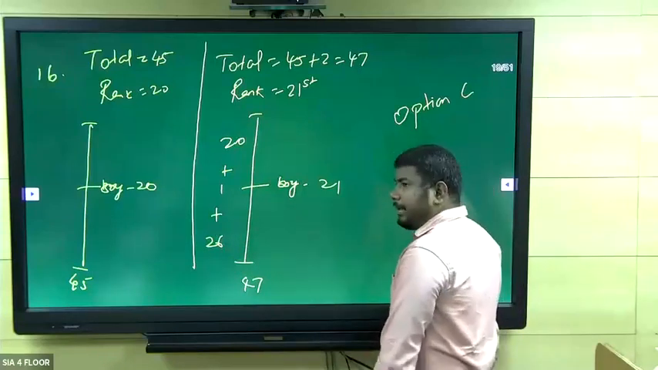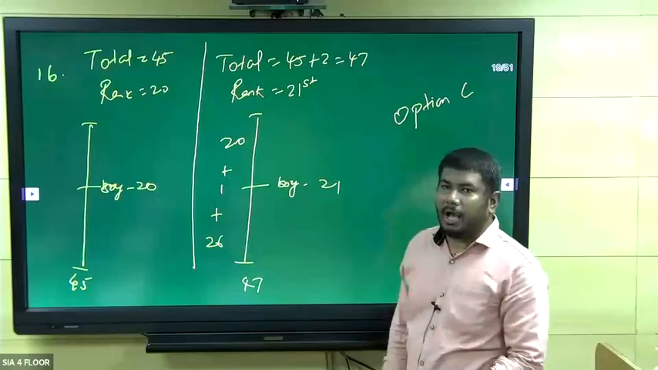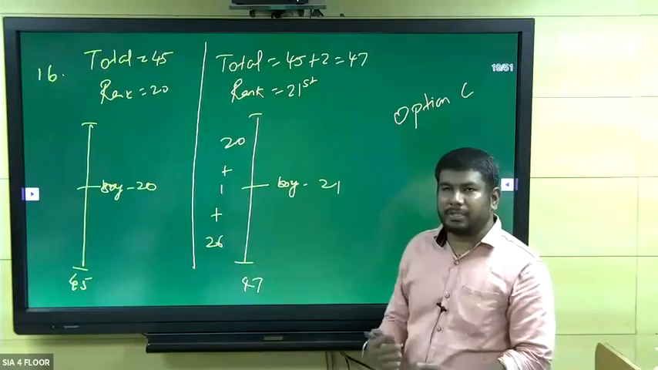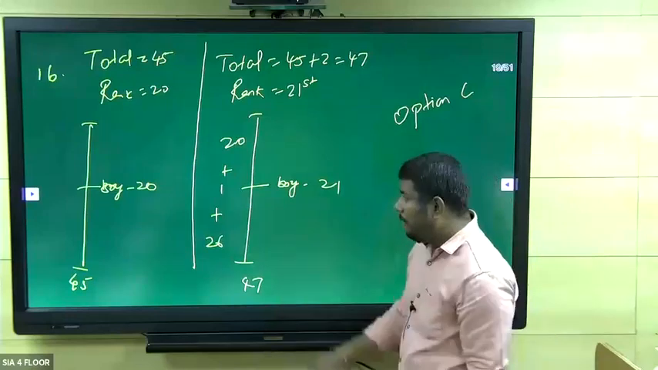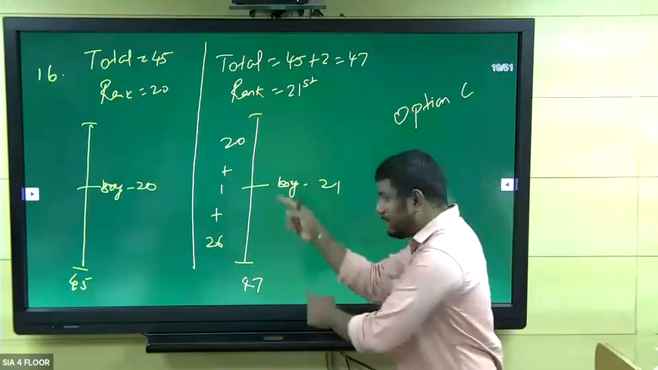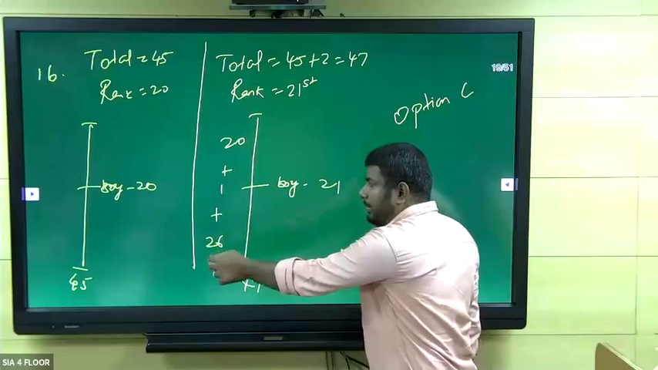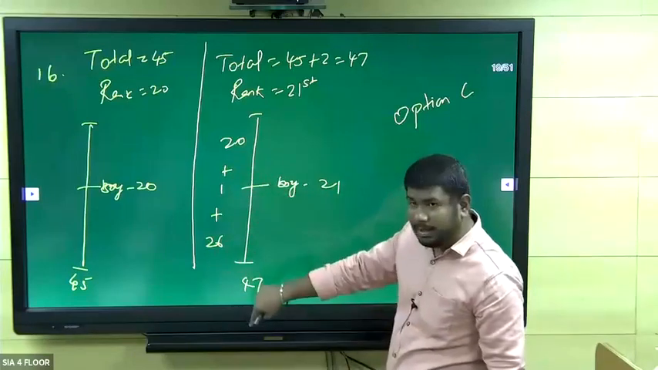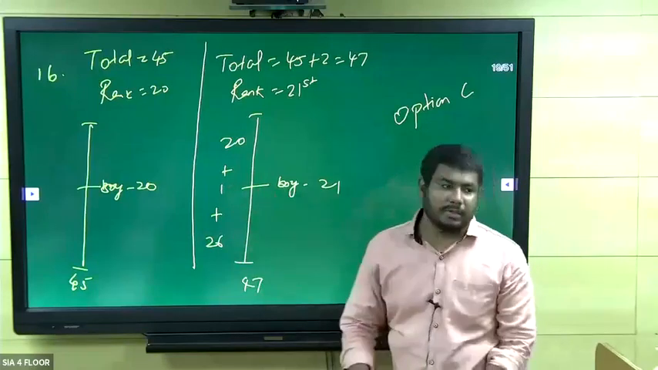Now, in the previous question, they asked how many boys are below Kamal, so we said 12 boys. But here they are asking his rank from the end. So 26 plus 1. From the end, he is at the 27th rank, right? From the end, 26 plus 1 is 27. Clear?